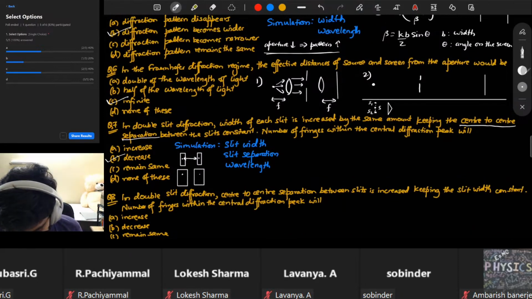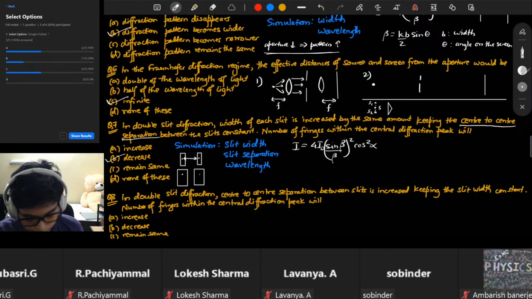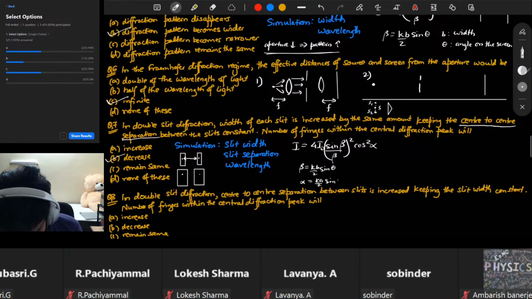So let me write down the expression and then it will become clearer to you. This is the expression for the intensity for the double slit diffraction. Here beta, as before, is kb by 2 sine theta and alpha is ka by 2 sine theta, where b is slit width and a is slit separation, the center to center separation.